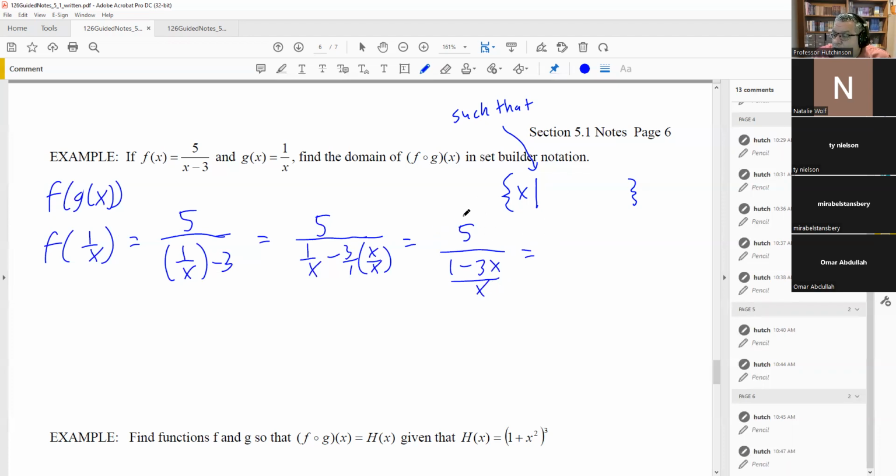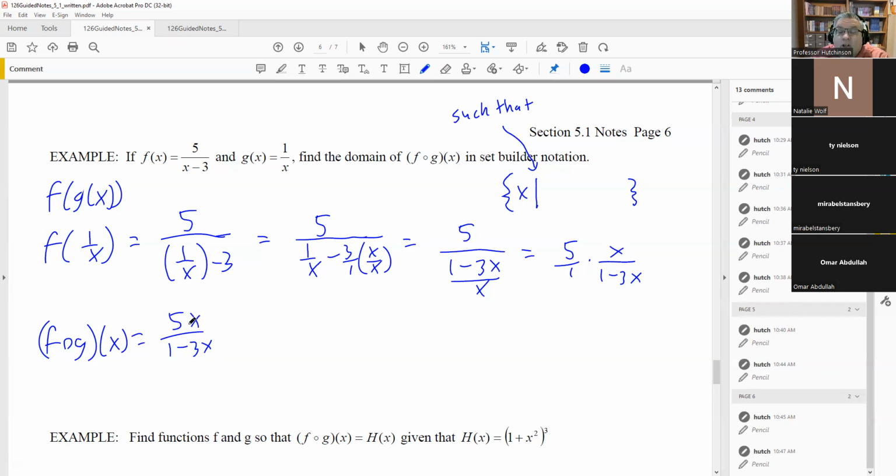You take the top fraction and multiply it by the reciprocal of the bottom fraction. The top fraction really is a fraction. It's 5 over 1. And 5 over 1, we're going to multiply by x over 1 minus 3x. Okay, so I flipped and multiplied that one. So then if I multiply that out, I get f of g of x is equal to 5x over 1 minus 3x. That's what I get. So that's the first thing it's going to ask you to do: find f of g of x first, and then it's going to ask you to find the domain of that one.